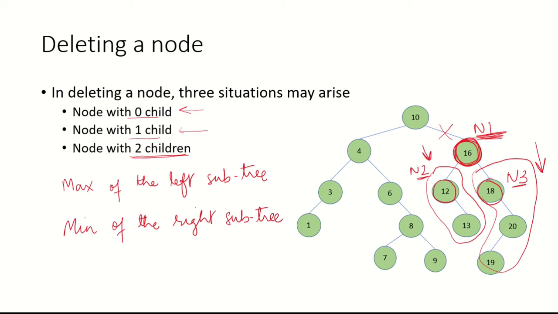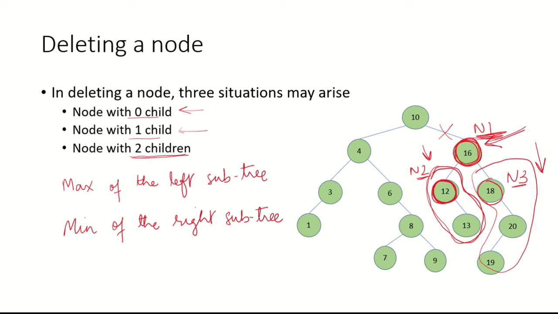So if we have to replace 16 by a node from the left subtree, it has to be the maximum, because in the left subtree all node values have to be less than the value at N1. So there are 2 things that need to be taken care of. One, that all nodes in the left subtree have a value which is less than the node which is replacing N1, and also all values in the right subtree are greater than the value which is replacing N1.